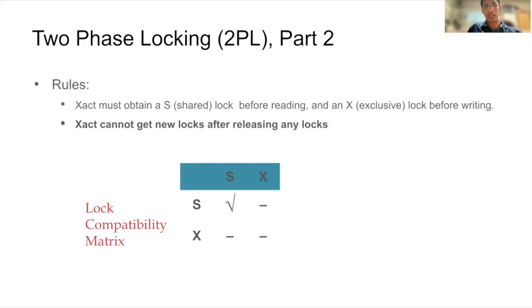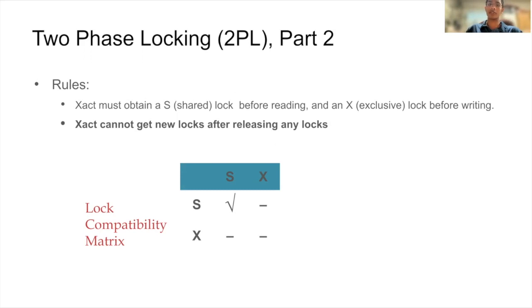So let's talk about two-phase locking. In two-phase locking, we're going to first have a couple of rules. Firstly, the transaction must obtain a shared lock before reading, going to denote this as an S lock, and an X lock, exclusive lock, before writing to any resource. And the transaction cannot get new locks after releasing any locks. And this is going to be one of the most important things that we cover in this unit.